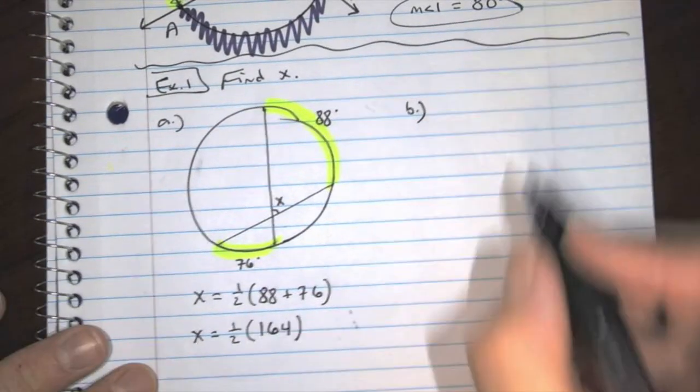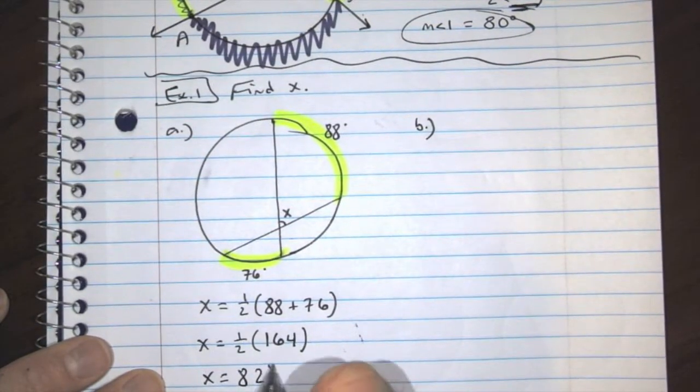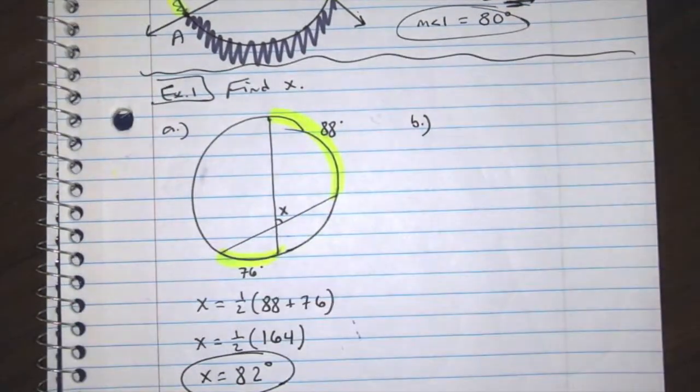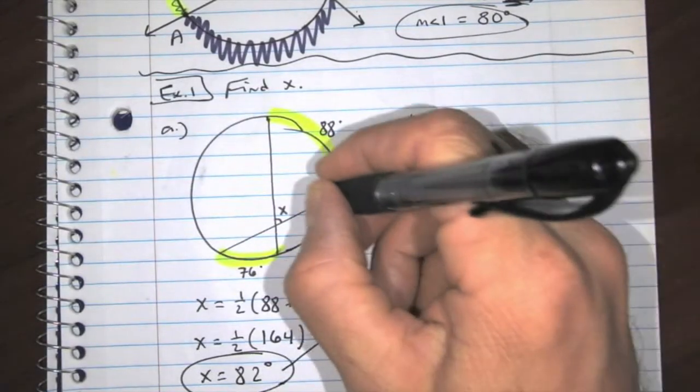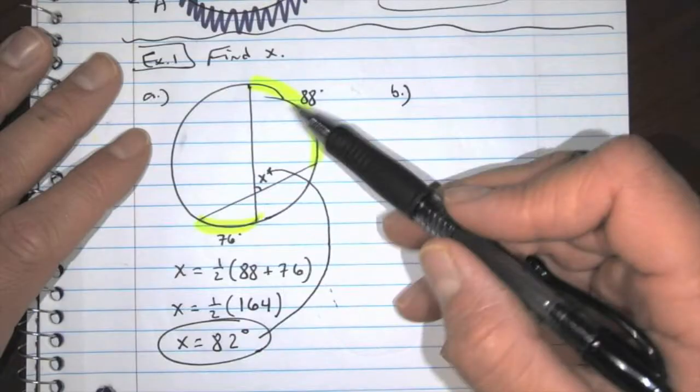Pretty close to the last problem. We had 160 on the last problem. Half of 164? 82 degrees, folks. That's an 82 degree angle. Some people just remember this. They don't remember this as the crisscross theorem. They just do the average of these two.